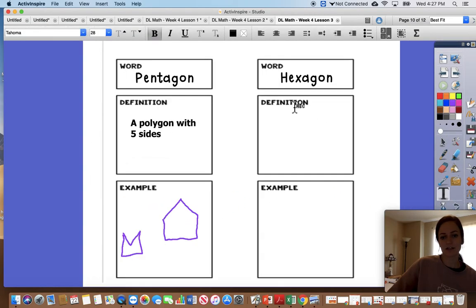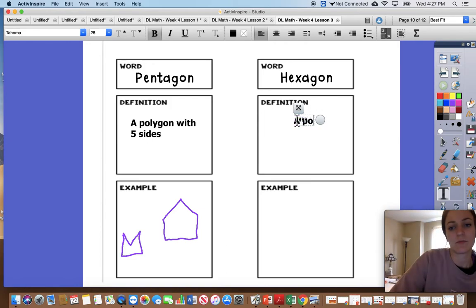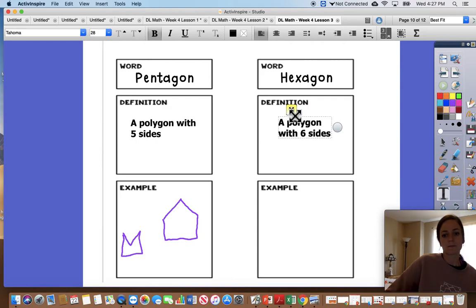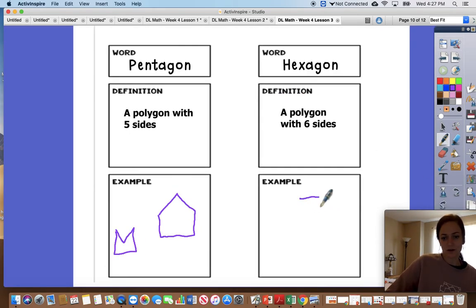All right, let's do hexagon. Hexagon is a polygon with 6 sides. And then you'll draw some examples of some hexagons. 1, 2, 3, 4, 5, 6. And you can draw as many as you want. They just have to have 6 sides. They have to be closed, and none of the lines can cross.